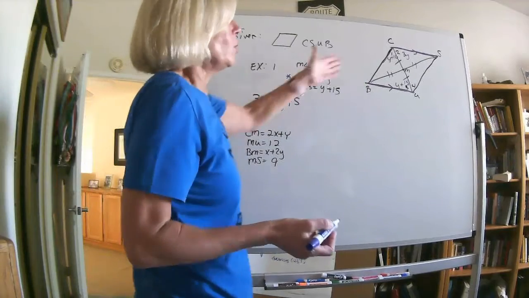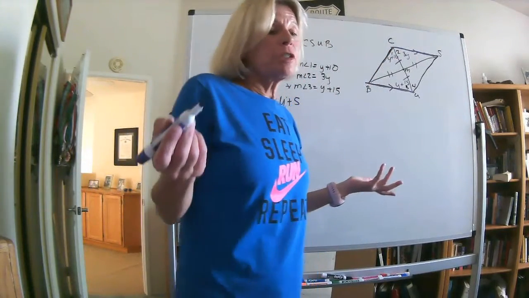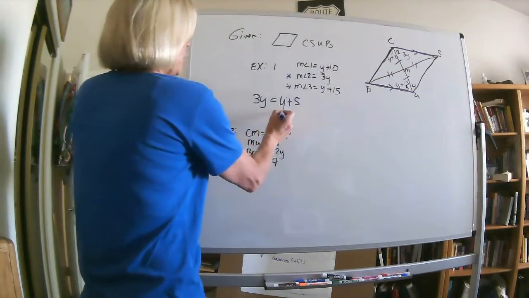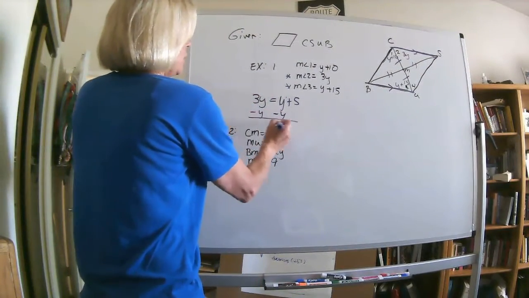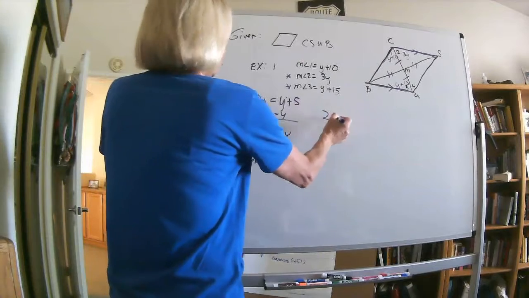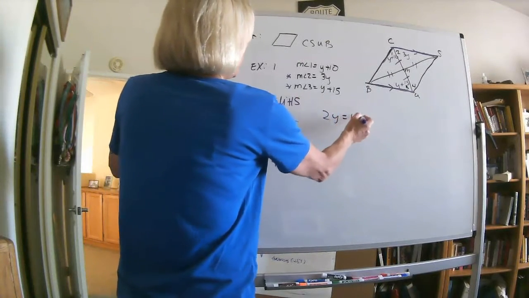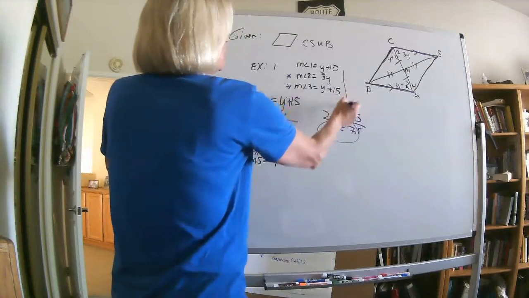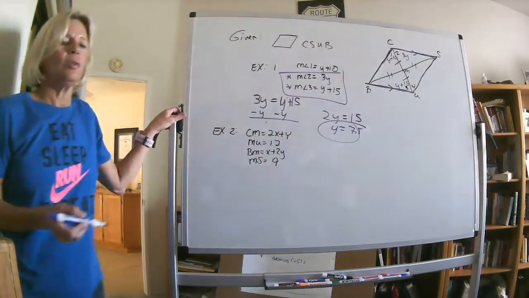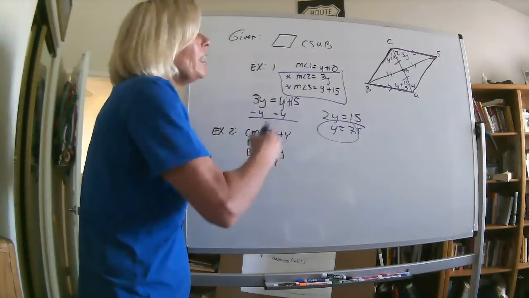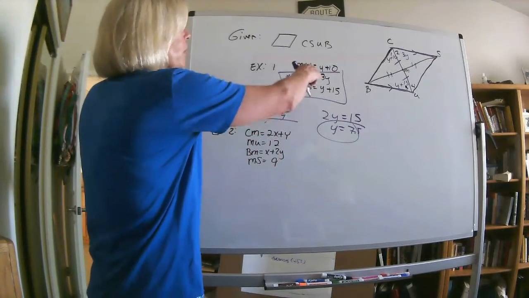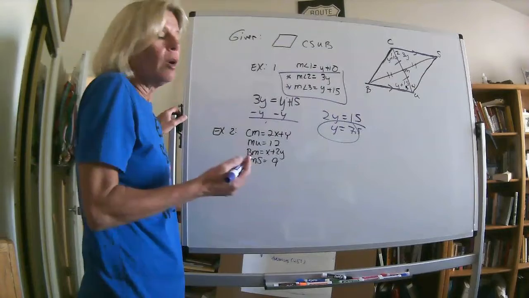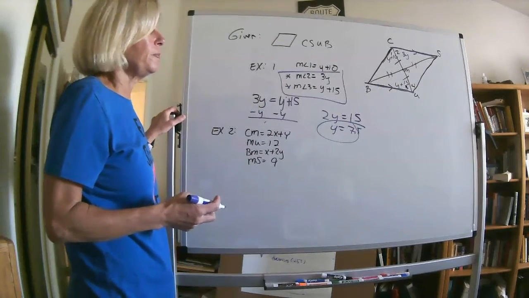You might be wondering, what about angle 1? We actually don't need it. There's extra information. If I solve this, I end up with 2y equals 15, and y is 7.5. So these were the only two angles that I needed. If we were asked for more, I could go back and substitute in and find out what my measure of different angles were, but for now we're just going to solve.